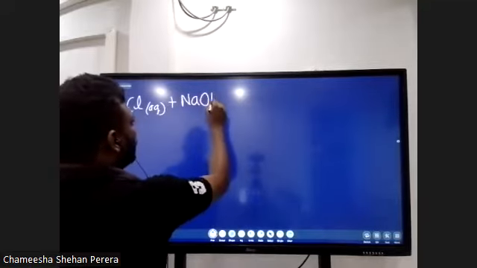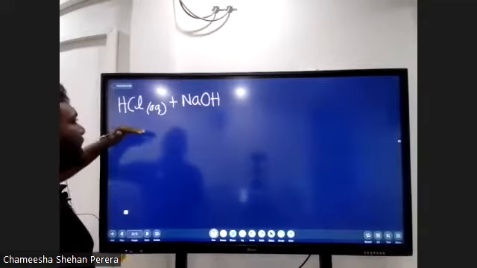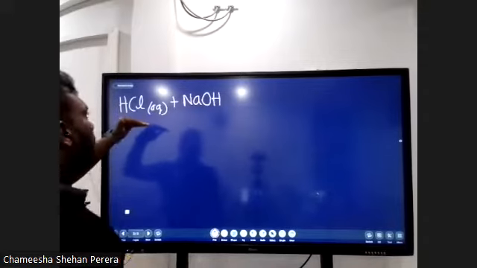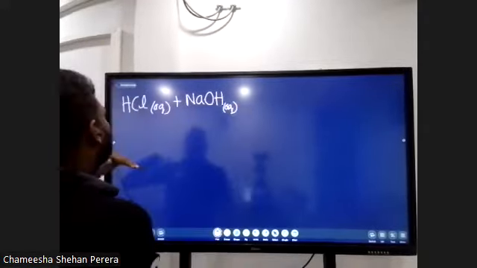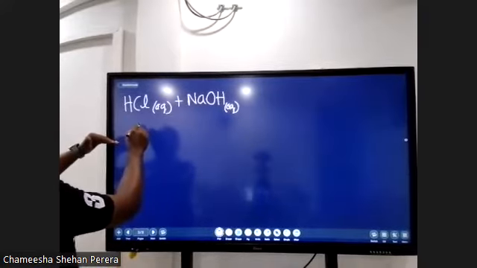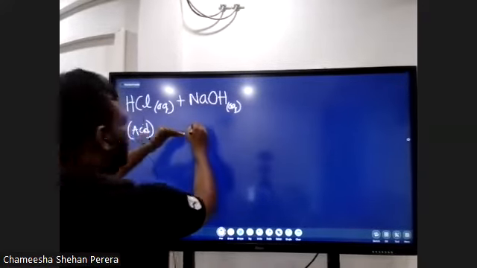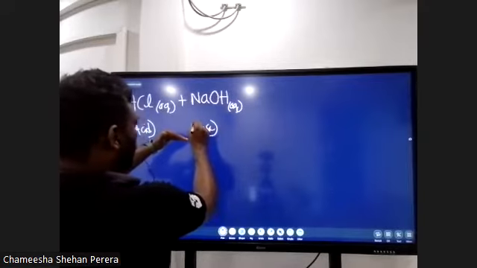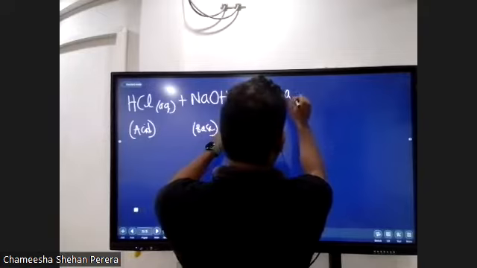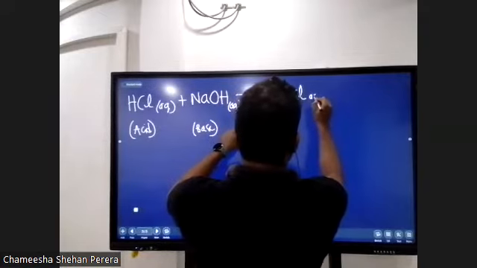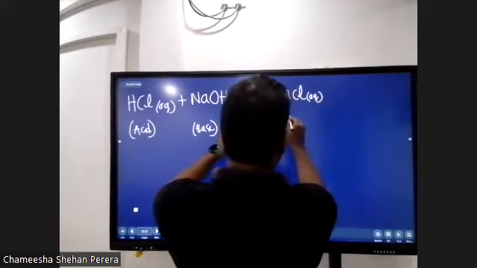Okay. So what are we going to do? We're going to react HCl, which is in the aqueous form, with NaOH, which is in the aqueous form. This is basically an acid. This is basically a base. So when these two react, there will be a salt produced, which is called sodium chloride. This is the salt that is produced.